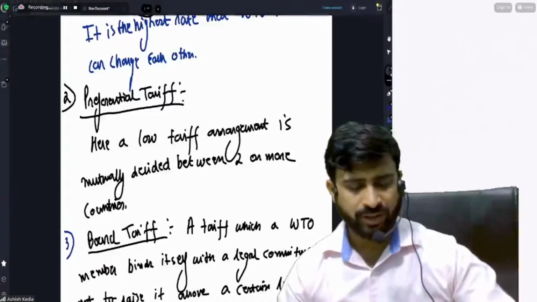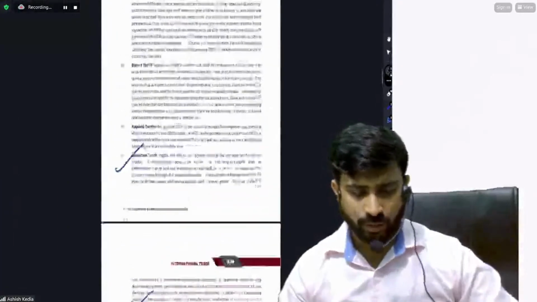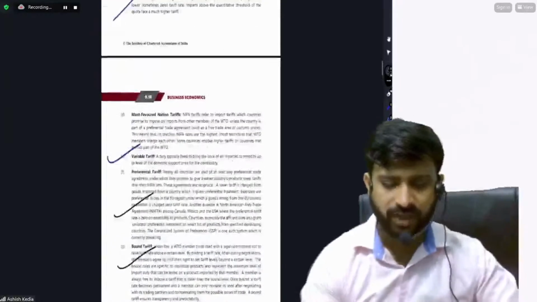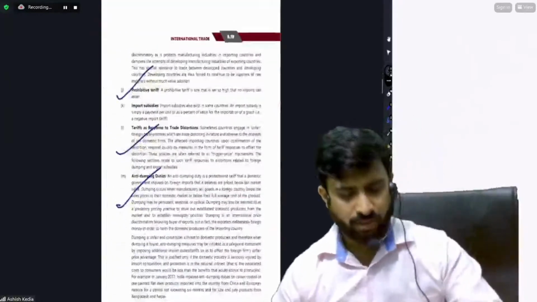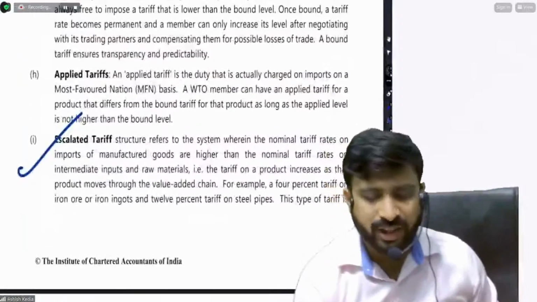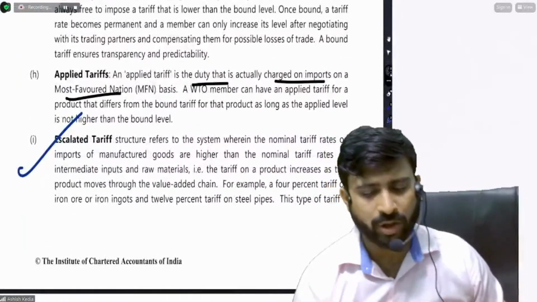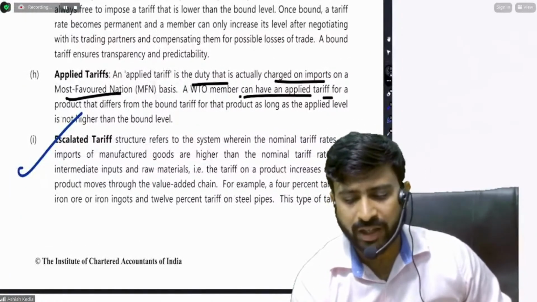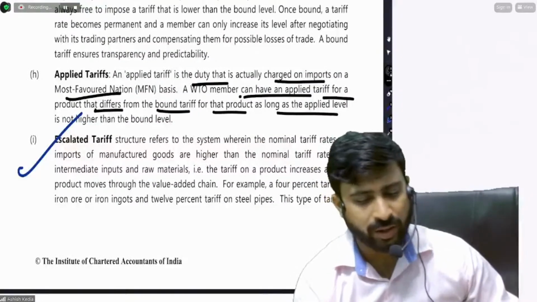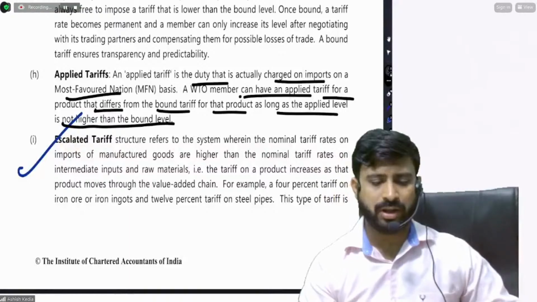Okay. So friends, some of the remaining we have also done. Applied and bound tariff we have done, preferential tariff we have done, most favored nation tariff we have done. One or two is remaining. Let's discuss them. Like applied tariff is a duty that is actually charged on imports on MFN basis. A WTO member can have an applied tariff for a product that differs from the bound tariff for that product as long as the applied level is not higher than the bound tariff.